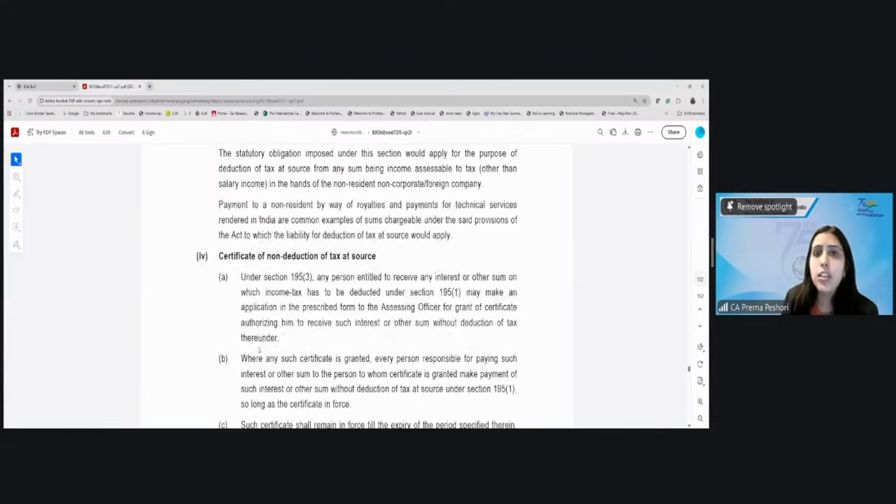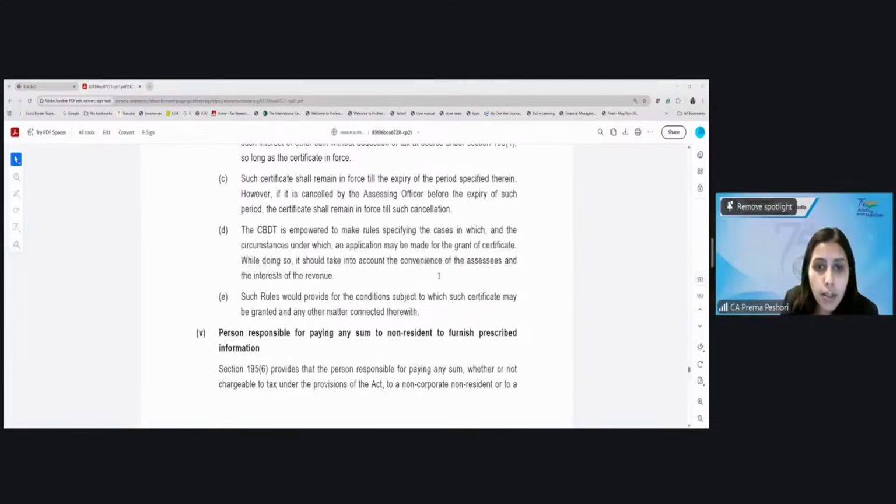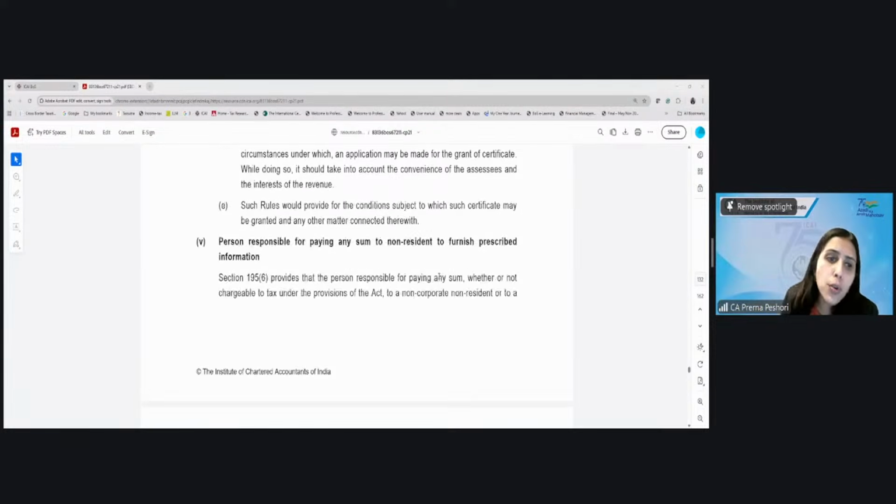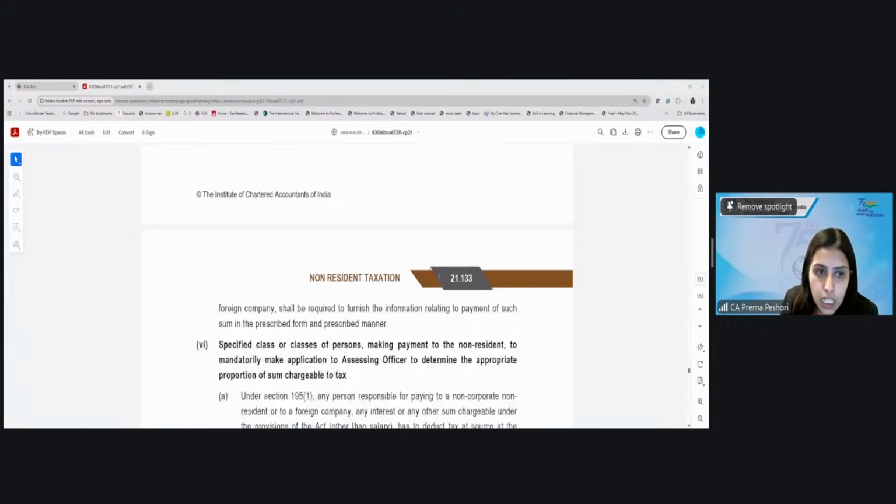And in case they want that the TDS should not be deducted because income is not chargeable, or they are not able to identify what is the income chargeable to tax, they can apply to the assessing officer. The payee can apply to the assessing officer for grant of the lower deduction certificate or no deduction certificate. And the AO only after examination will give that. Or the payer can apply also for the lower deduction certificate.